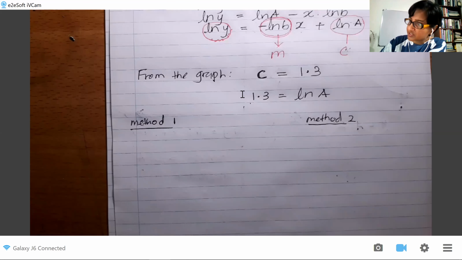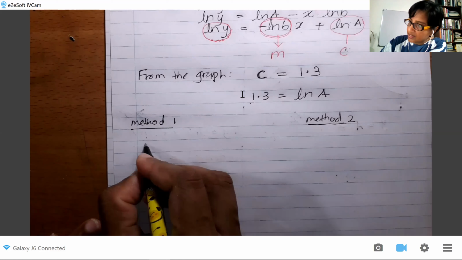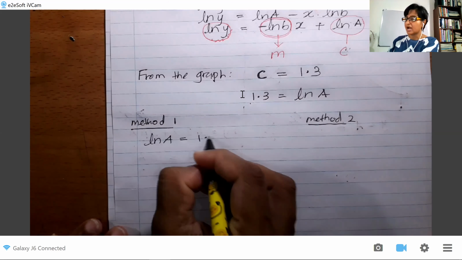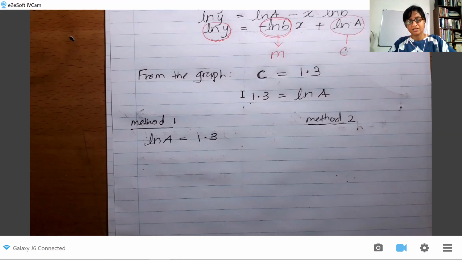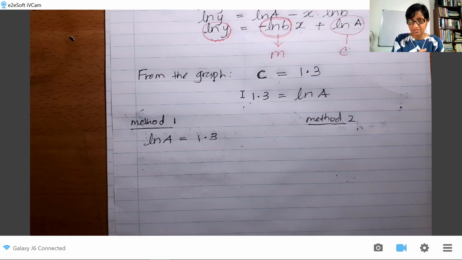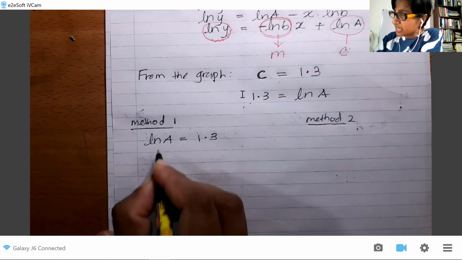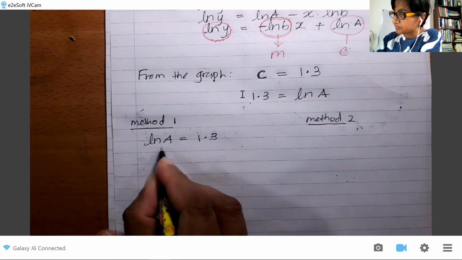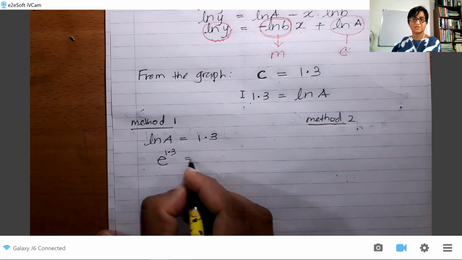Let me start with the equation I have. ln A equals 1.3. I can convert this into an exponential statement. Remember, any logarithmic statement can be written as an exponential statement. If you go back to your notes, we learned that maybe on the first or the second day of this topic. Any log statement can be written as an equivalent exponential statement and vice versa. So this means e to that power is equal to a. That's what it means.